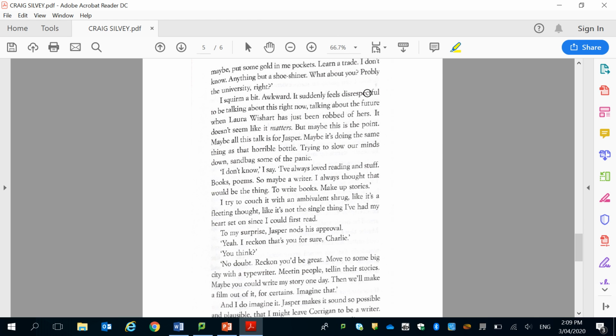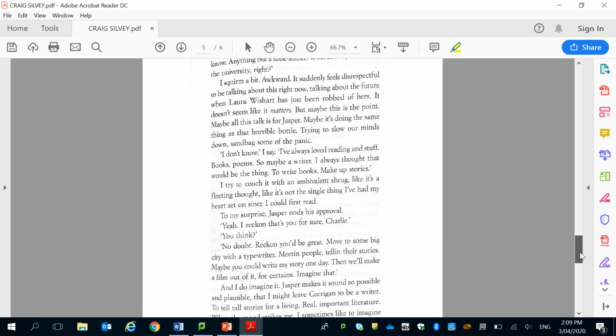I squirm a bit, awkward. It suddenly feels disrespectful to be talking about this right now, talking about the future when Laura Wishart has just been robbed of hers. It doesn't seem like it matters, but maybe this is the point. Maybe all this talk is for Jasper. Maybe it's doing the same thing as that horrible bottle, trying to slow our minds down, sandbag some of the panic.